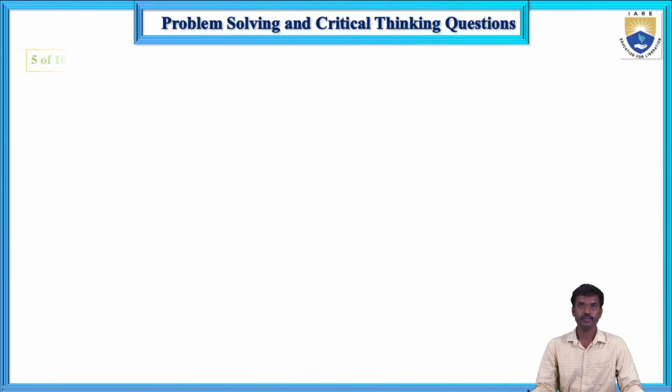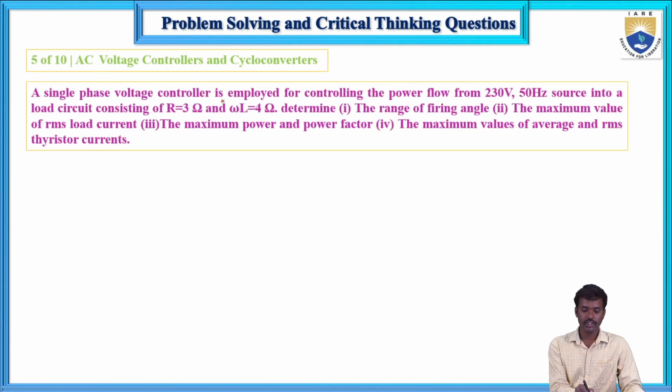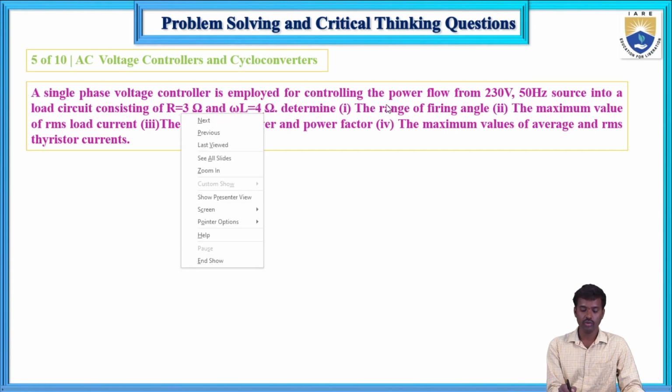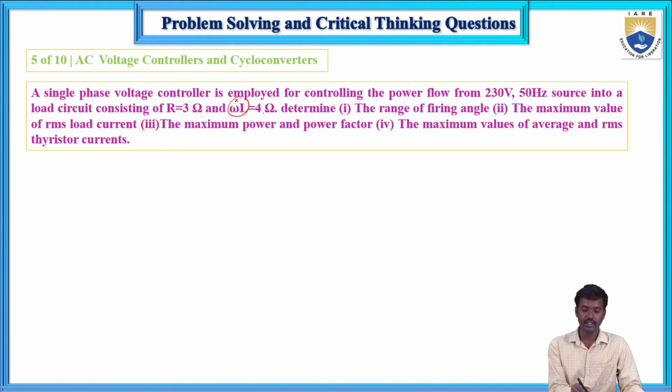Next case, the fifth one. A single phase voltage controller is employed for controlling the power flow from a 230 volts, 50 Hz source into a load circuit consisting of a resistor of 3 ohms and an inductive reactance XL equal to 4 ohms. Calculate the range of firing angle, the maximum value of RMS load current, the maximum power and power factor, and the maximum value of average and RMS thyristor currents.